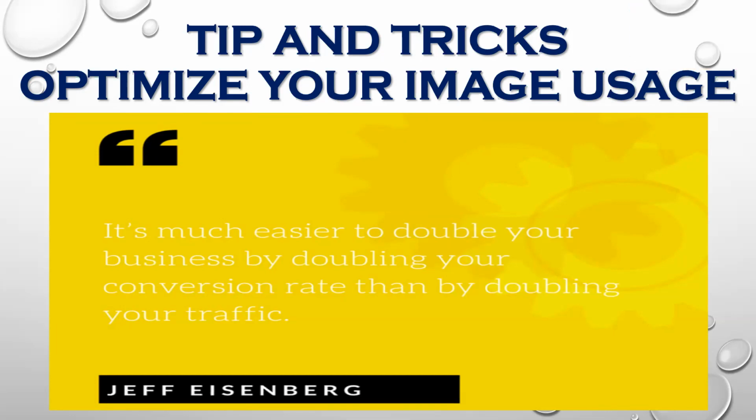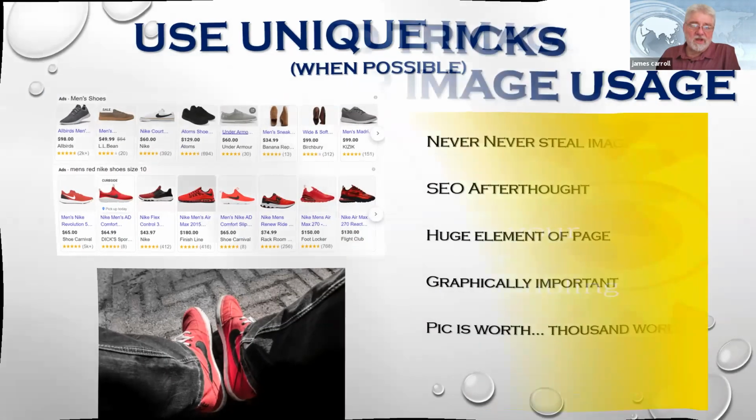I promise it's the only yellow slide in there. But I wanted to say that Jeff Eisenberg owns a marketing company out of LA. He's a professional athlete. He's played for a couple of different professional teams. But his statement is that it's easier to double your business by doubling your conversion rate than it is by doubling your traffic. And that's an interesting statement. If you really think about it, it's easier to double your business by doubling your conversion rate, which is a great idea. We already all get traffic, but now we want to double that conversion rate.